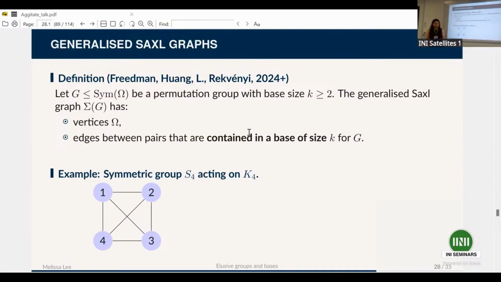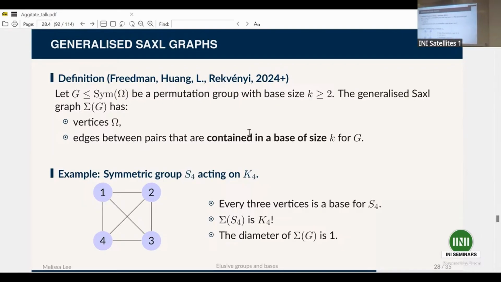Okay. So what that tells us is that every 3 vertices are contained in a base for S4 in this action. So actually, the generalized Saxon graph is indeed just this graph. So that's quite nice that we're able to have this being the same. And again, let's look at the diameter. Well, every vertex is connected to every other vertex, so the diameter is actually 1. So you can always just go straight from whatever vertex you like to whatever vertex you like.